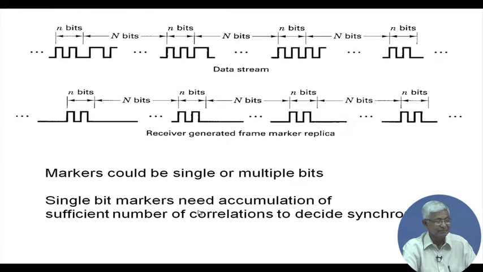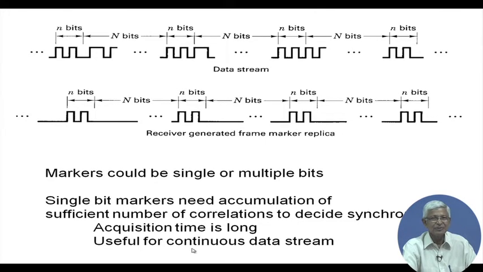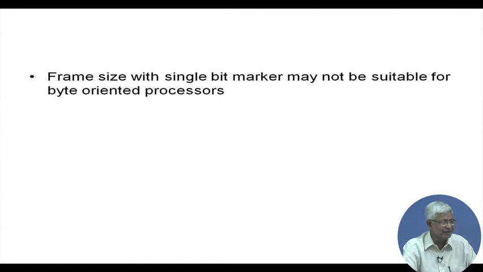That means it takes time. So, acquisition time is long, and also the data has to come in continuously. There has to be a continuous data stream. It should not be one burst and then stop. There are burst communications, and there are continuous stream communications. So, acquisition time will be long, and the data has to be continuous.